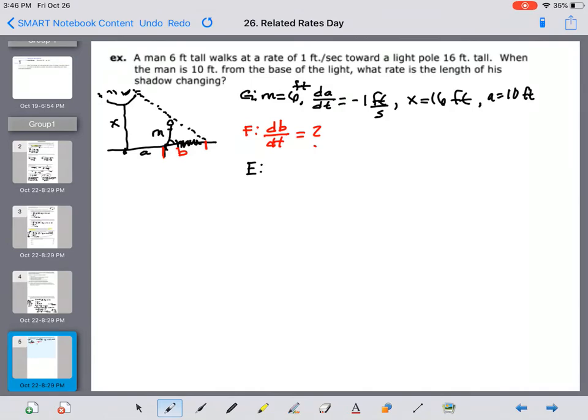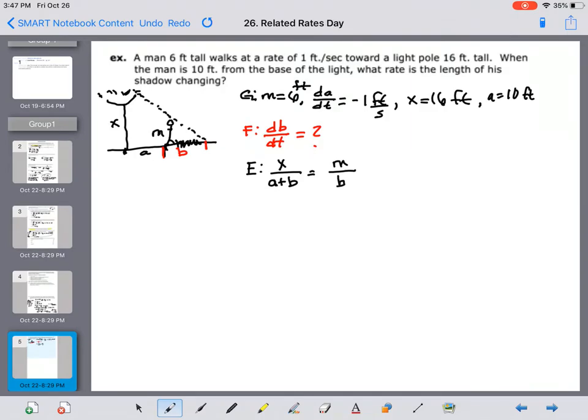So if we take the height of our big lamppost, that's going to be proportioned to the height of the man. And of course, the base of the entire bigger triangle is A plus B. And then the base of the smaller triangle is just B.